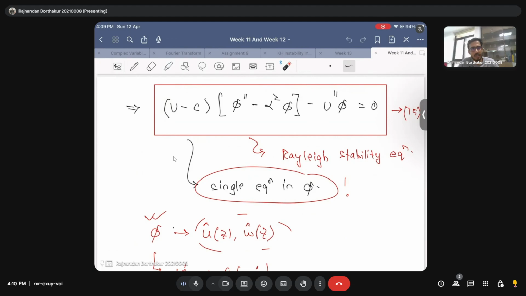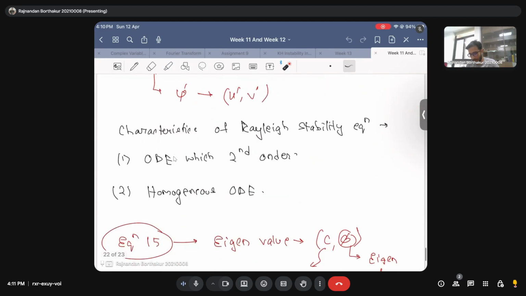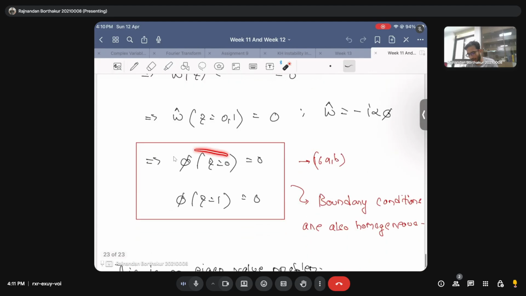What makes it an eigenvalue problem is that the quantities we are trying to calculate are phi and c. This c happens to be the eigenvalue and phi the corresponding eigenfunction. Phi equal to 0 satisfies the equation trivially, which means there exists a trivial solution. The boundary conditions that we derived for phi are also homogeneous. Homogeneous governing equations and homogeneous boundary conditions are a perfect recipe for an eigenvalue problem.